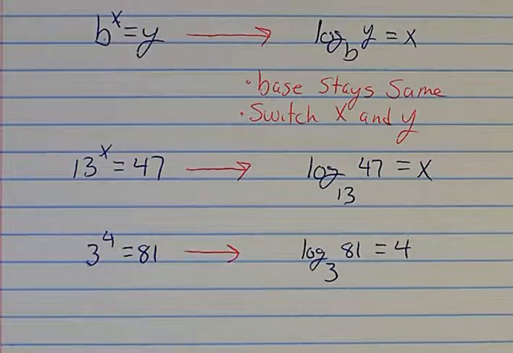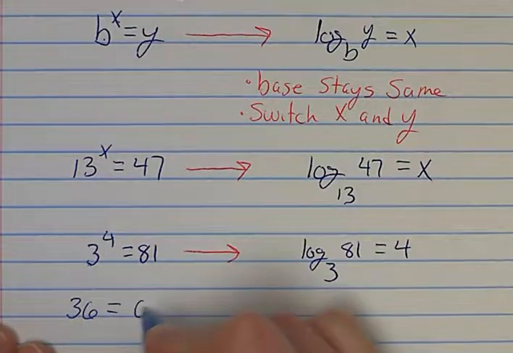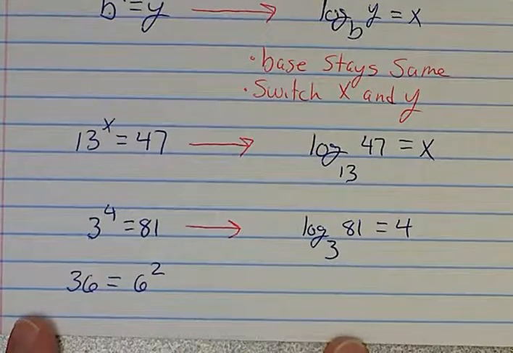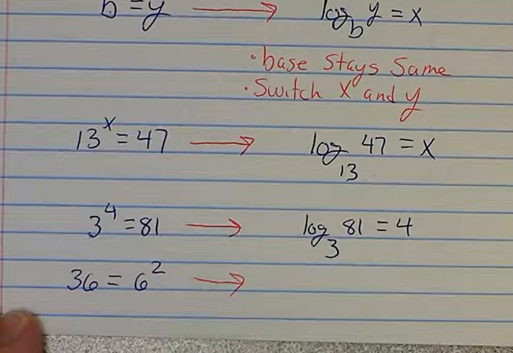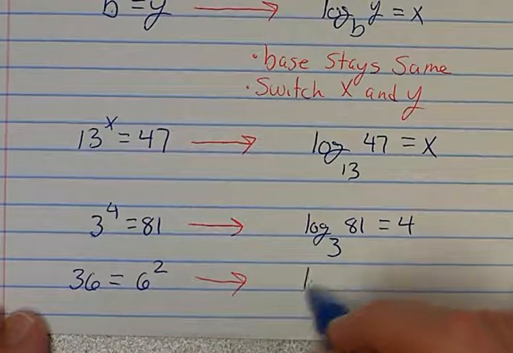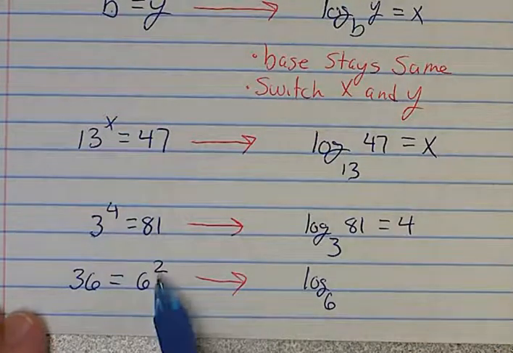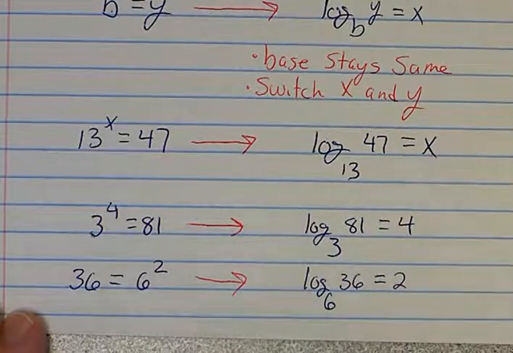About the only other thing they can do to throw you off a little bit when you're going through these is to give you something like this, maybe. They just basically put the base over here, but it's still the same setup, that you've got log of base 6. And again, the 2 now is going to go over by itself, and the 36 goes right there.